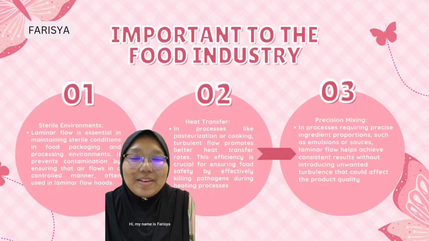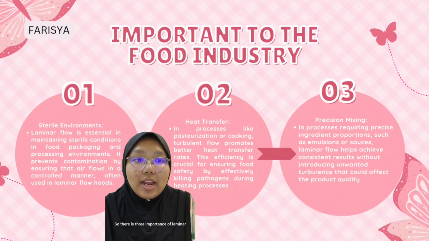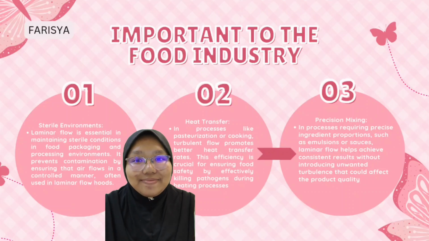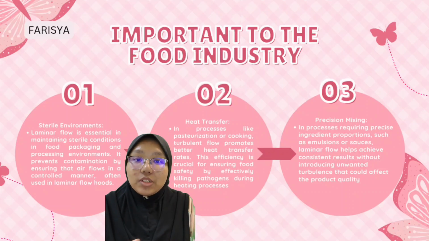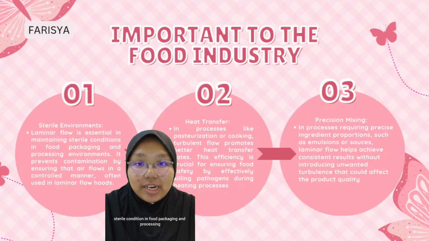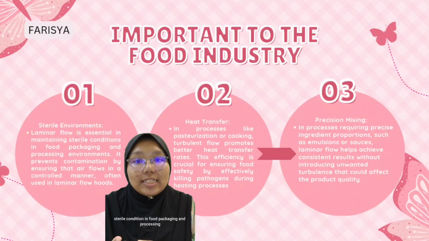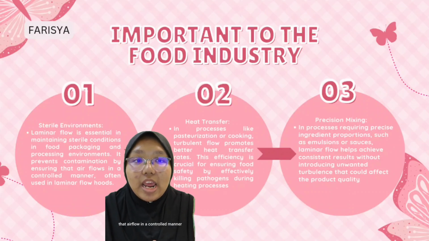Hi, my name is Falisha. There are three importances of laminar and turbulent flow in the food industry. Firstly, we have sterile environments. Laminar flow is crucial for maintaining sterile conditions in food packaging and processing. It prevents contamination by ensuring that air flows in a controlled manner.